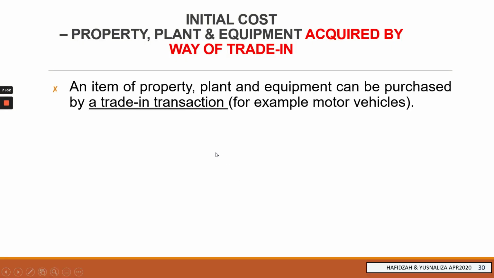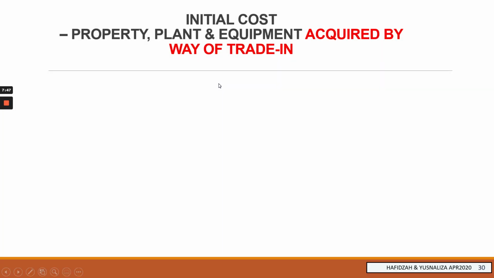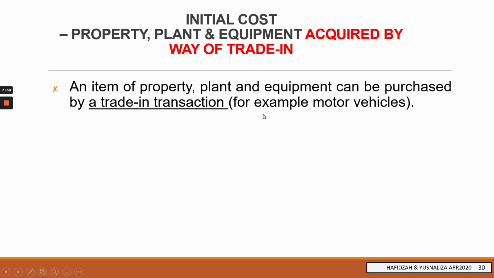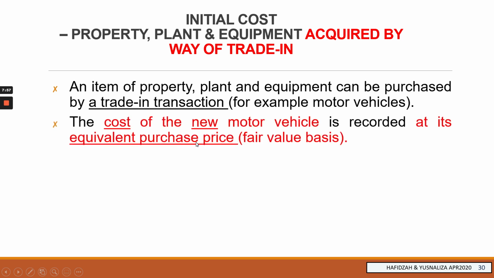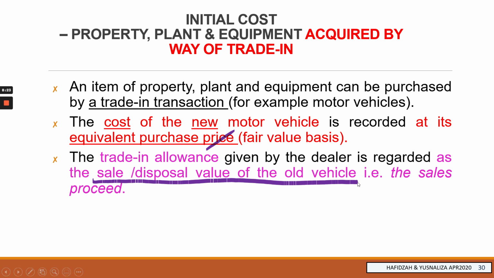Now we move on to the next one, which is acquisition by way of trade-in. Still under the same situation, it is still an exchange like the asset just now, but here it is by way of trade-in. An item of property, plant, and equipment can be purchased by a trade-in transaction, for example motor vehicles, or any other items like equipment or machines. You can trade in. The cost of the new motor vehicle or whatever PPE is normally the equivalent purchase price. And the trade-in allowance given by the dealer or the supplier is regarded as the sale or disposal value of the old vehicle. That is termed as the sales proceeds.